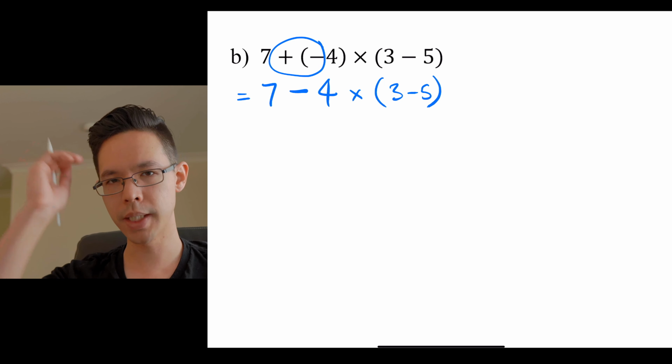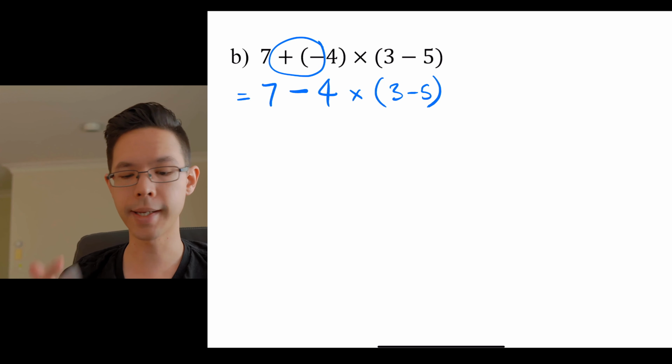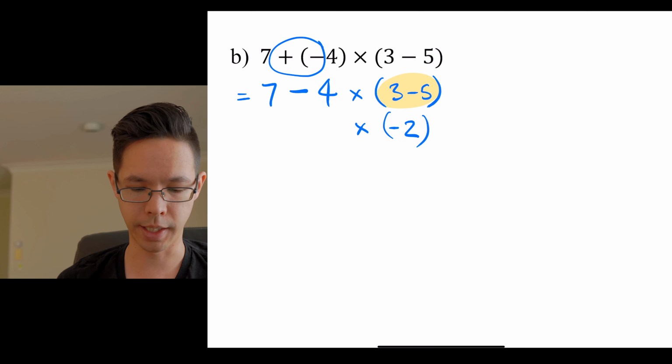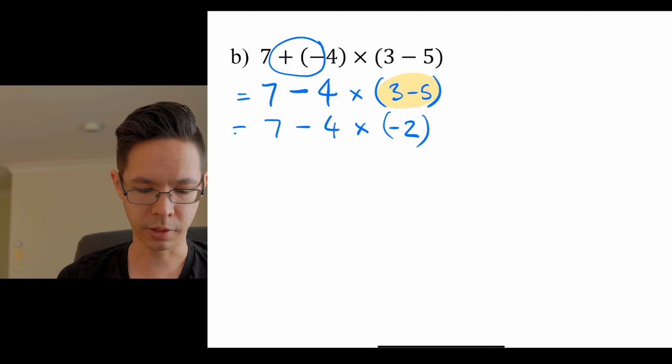I run the BOMDAS protocol. Okay, brackets is the first thing I do, so I must solve this bit first. 3 take away 5, the answer is negative 2. Okay, that's what's left remaining in that bracket. I'll copy the rest of the working.